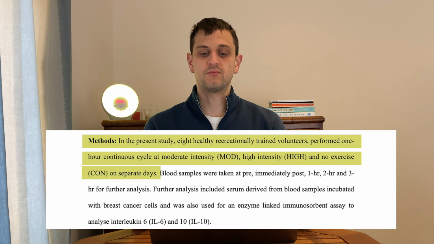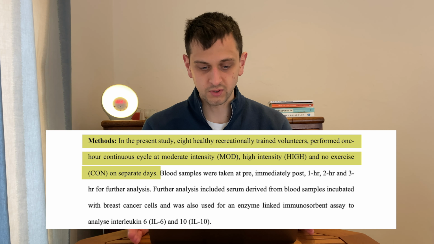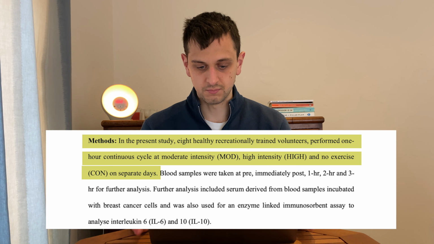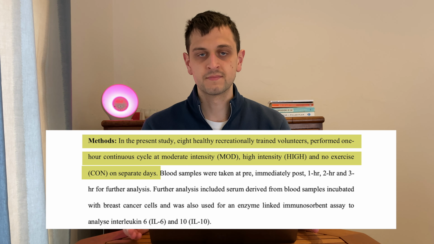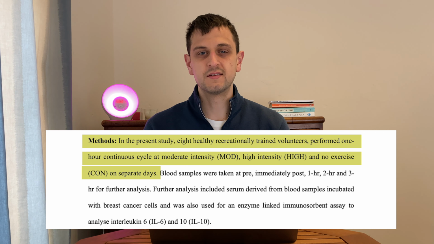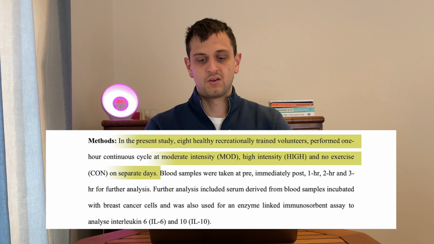Okay, so if we go back to the abstract that I gave, in the present study, eight healthy recreationally trained volunteers performed one hour continuous cycle at moderate intensity, high intensity and no exercise on separate days. So what we've really done here is we've identified the subjects, so we've specified this now, because before we could have just given an example of just eight people.